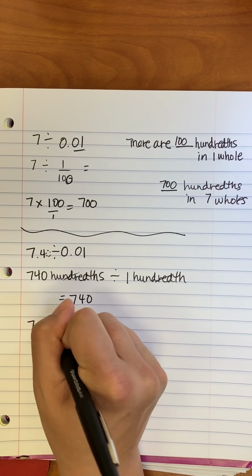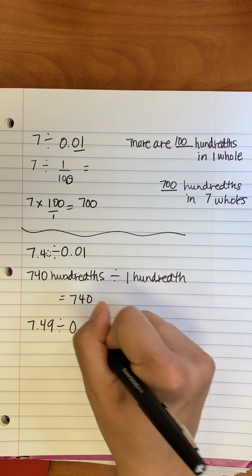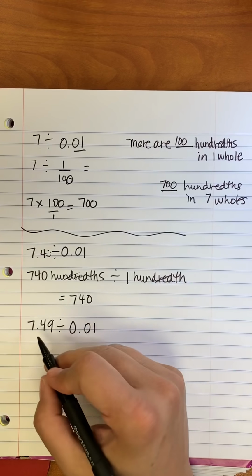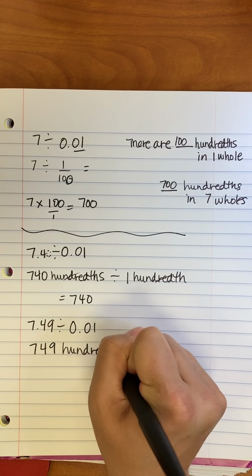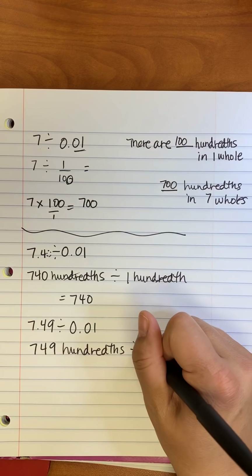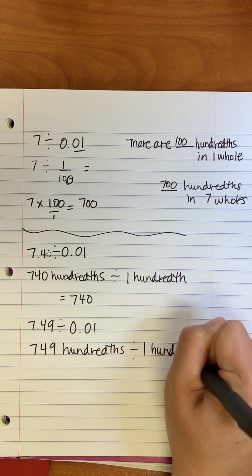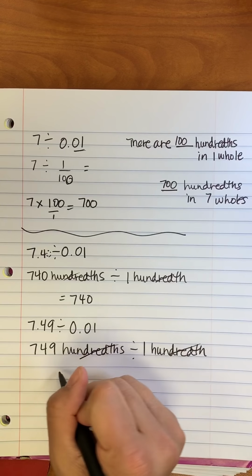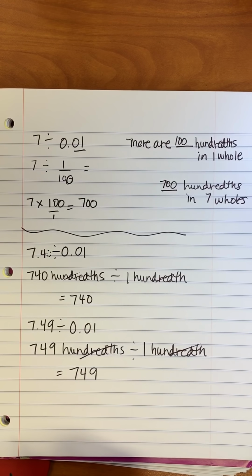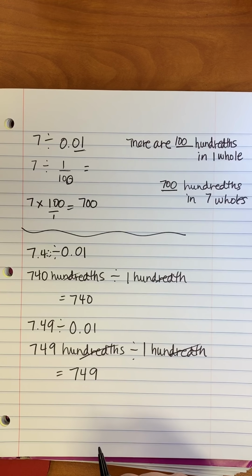We could do 7.49 divided by 0.01. And again, we've got 749 hundredths divided by 1/100th. Right, these kind of cancel out. 749 divided by 1 equals 749. All right, let me take a look here. Yeah, I mean, that's pretty much all that there is.